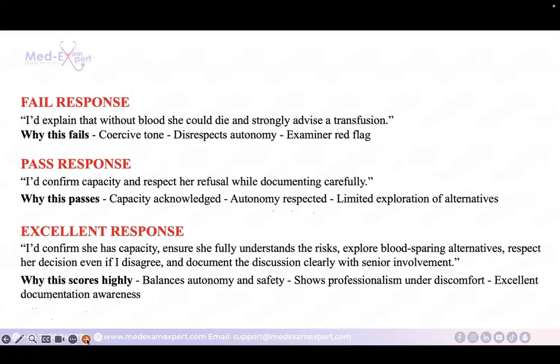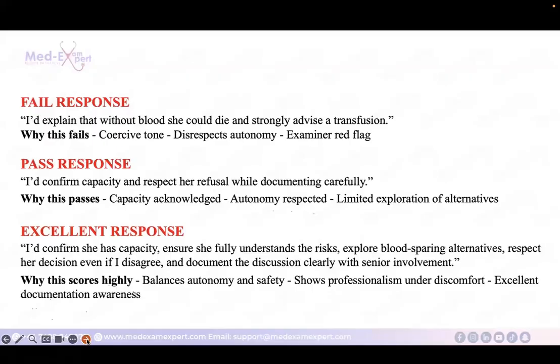So in this situation, if the patient is refusing blood transfusion, the fail response from the candidate would be, I will explain that without blood she could die and strongly advise a transfusion. Why? Because of the coercive tone, you disrespect her autonomy, and that's a big no-no for the examiner. This is a red flag that the candidate does not understand how to convince the patient.